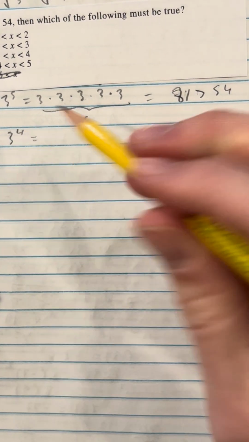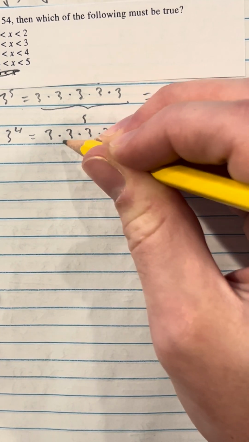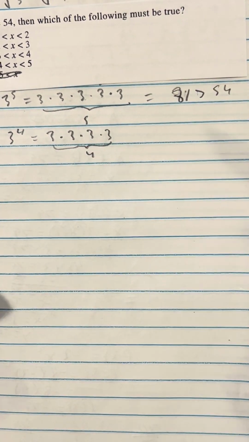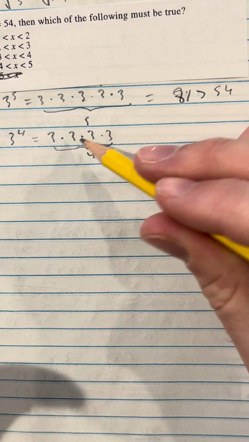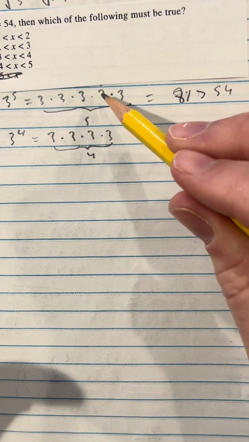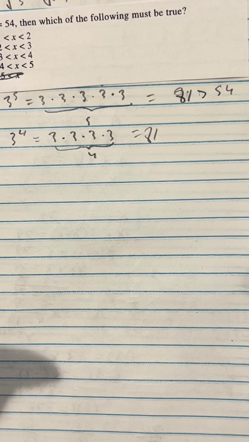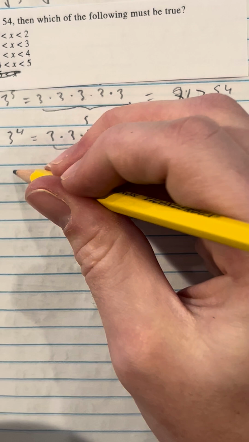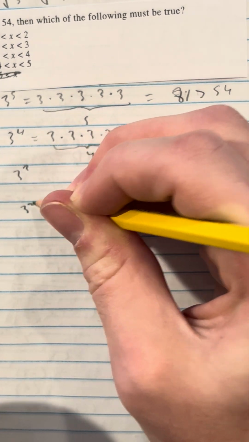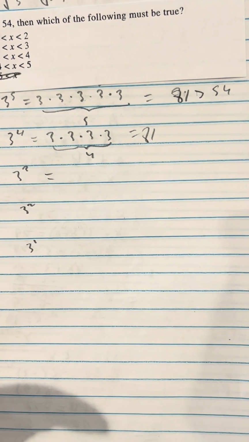So if 3 to the 4th power works, 3 times 3 times 3 times 3, 4 times, should get us close to 54. We know this is going to be 81, because last time we multiplied it 4 times, we got 81. But 81 is way too much. So in order to find our range here, what we're going to do is do that for each of them and see what those values are.